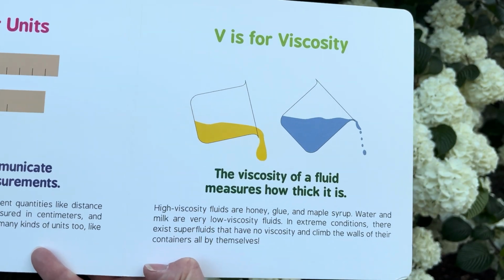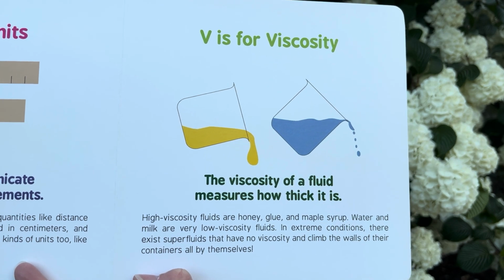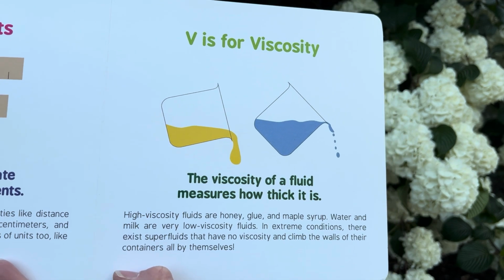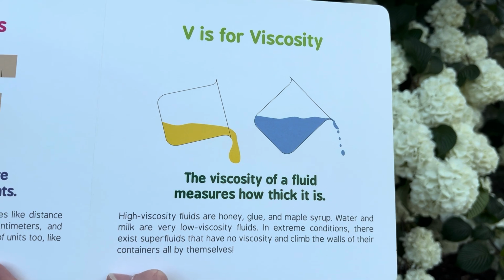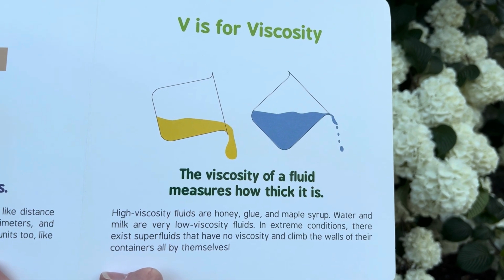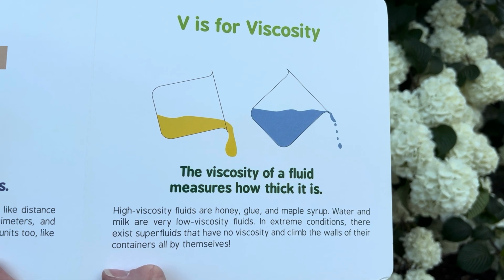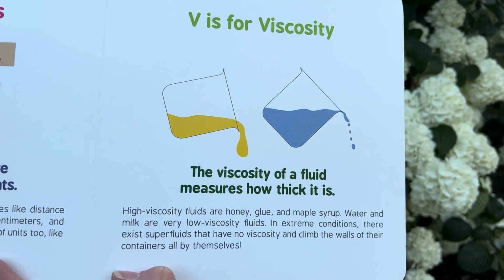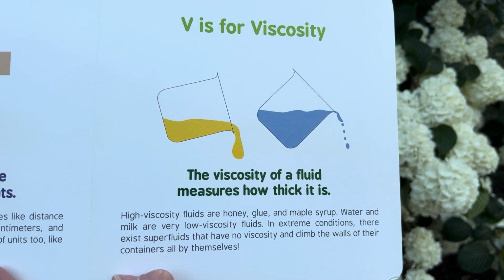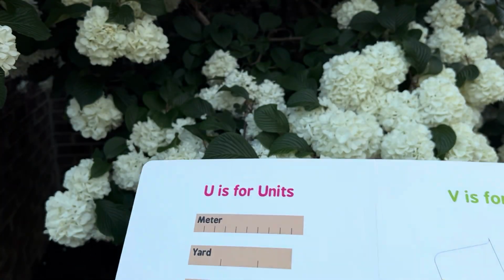V is for viscosity. The viscosity of fluid measures how thick it is. High viscosity fluids are honey, glue, and maple syrup. Water and milk are low viscosity fluids. In extreme conditions, there exist superfluids that have no viscosity and climb the walls of their containers all by themselves.